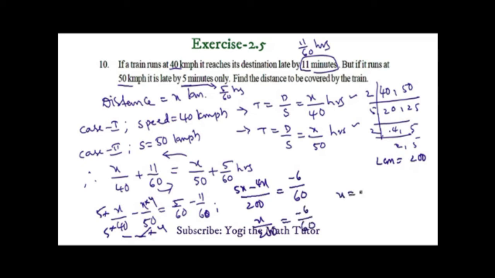Then x will become minus 6 by 60 into 200. Cancel: 6 ones are 6, 10 sixes are 60, then 10 twenties are 200, so x is equal to minus 20. Therefore the distance is equal to 20 kilometers. We got the answer.